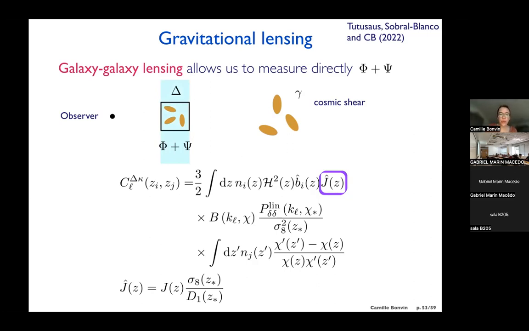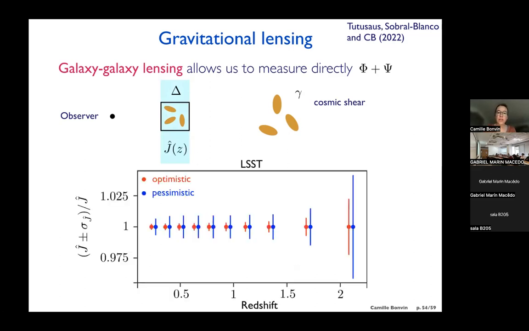And here I show you below the angular power spectrum for this type of correlation. You see that it depends directly on this function J, which encodes the evolution of phi plus psi. Now, this J is fully degenerate with the bias. And so if we add to this measurement a measurement of the clustering of the lenses, we can break the degeneracy between the two. We did some forecast on how well we can measure this function with a survey like LSST.